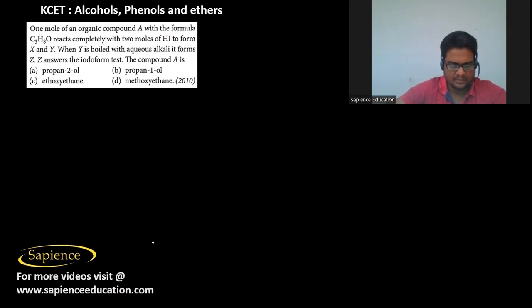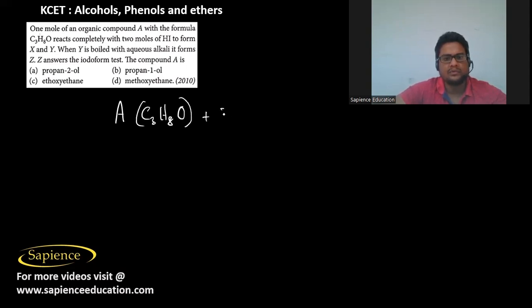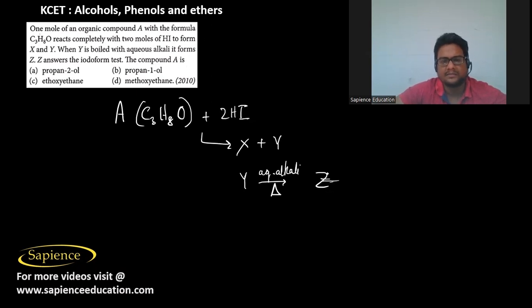So here it is said that 1 mole of an organic compound A with the formula C3H8O reacts completely with 2 moles of HI, hydrogen iodide, to form X and Y. When Y is boiled in aqueous alkali, it forms Z. Z answers the iodoform test. So Z gives iodoform test.